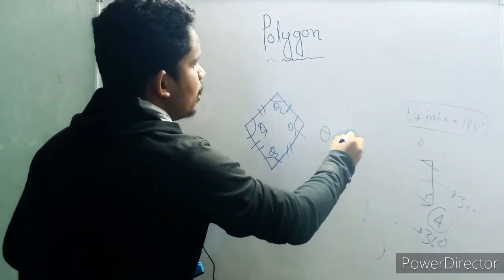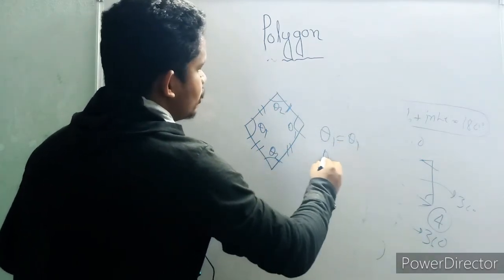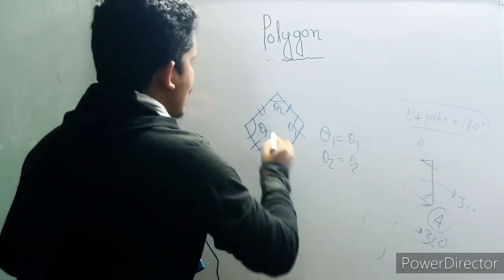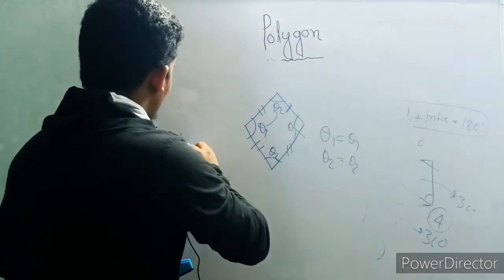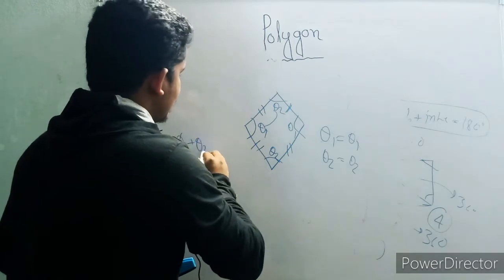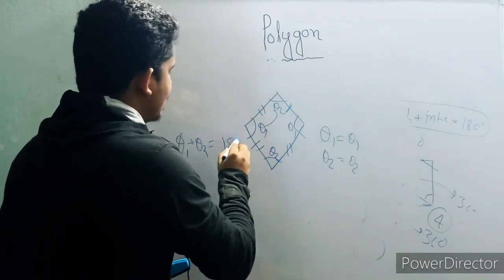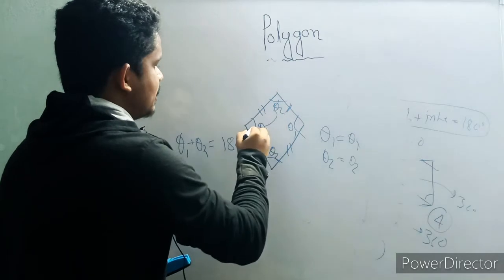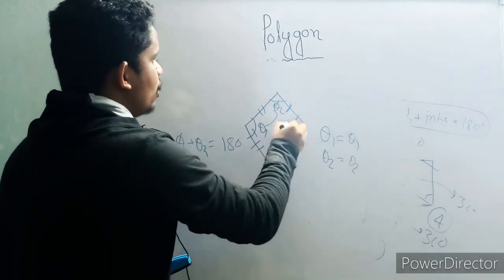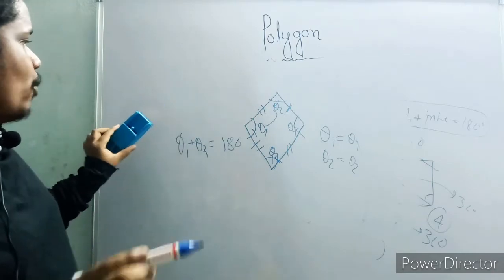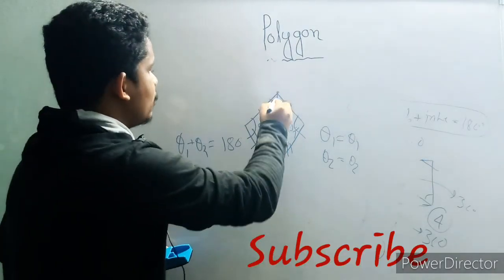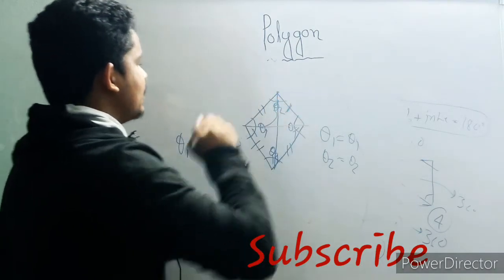Theta 1 is equal to theta 1, here also theta 2 is equal to theta 2, and for two adjacent angles, theta 1 plus theta 2 is 180 degrees. The sum of two adjacent angles is 180 degrees. This is the property, and here also if you take the two diagonals, both are bisecting each other.